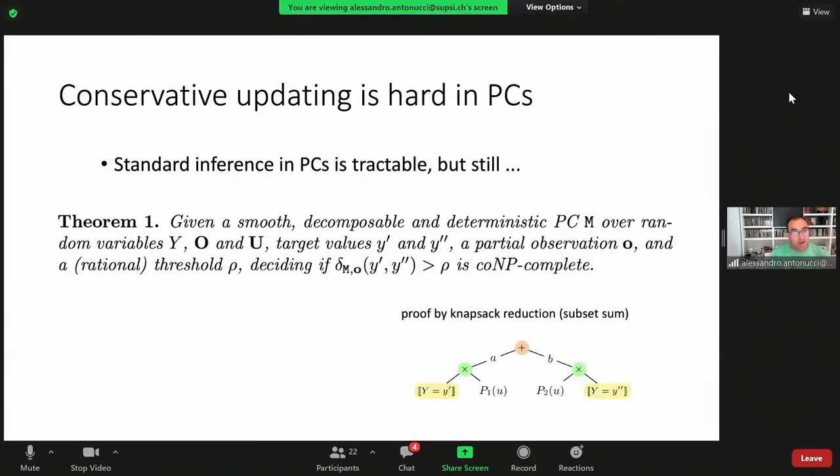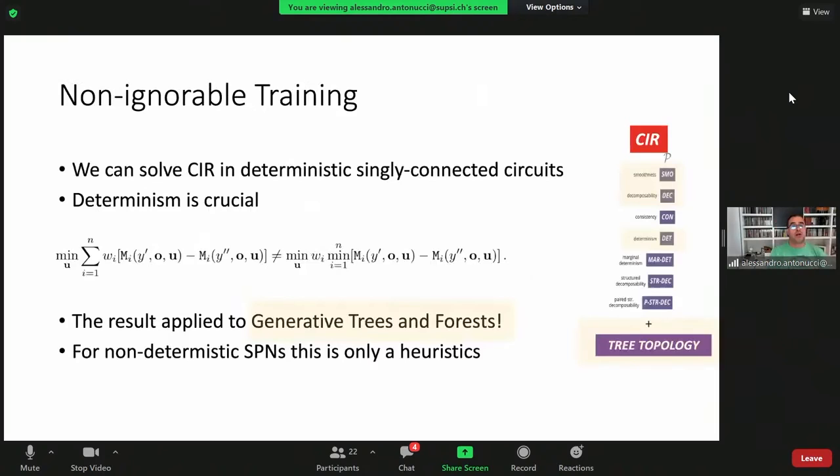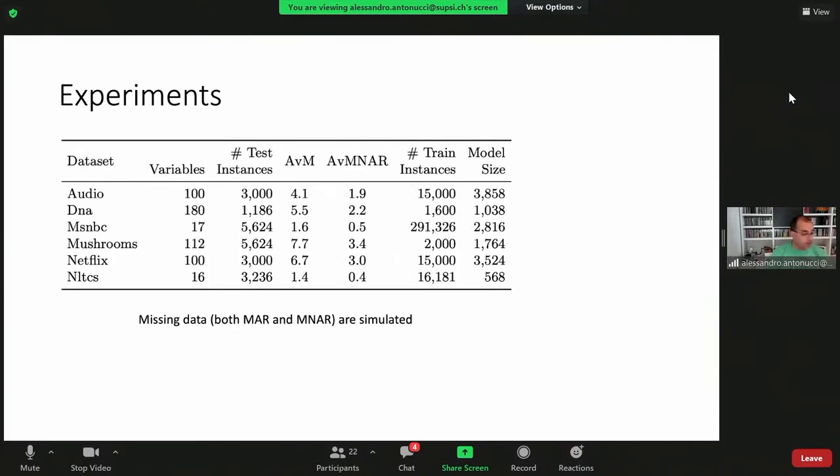Actually, in our first formulation, we were assuming that the theorem was wrong and the algorithm was general. But eventually we realized that we need a singly connected circuit, we need determinism, and so we cannot apply it to the general class of models, which is bad news for us. But the good news is that this algorithm can be applied to generative trees and hence to generative forests, which are singly connected by construction. So this is actually, if you want, our main result.